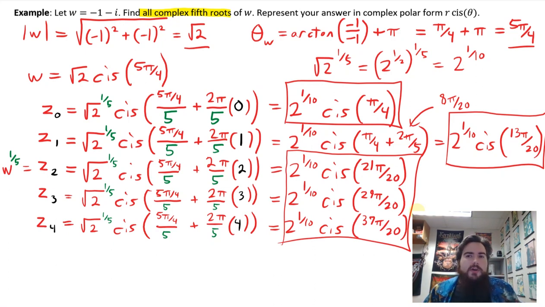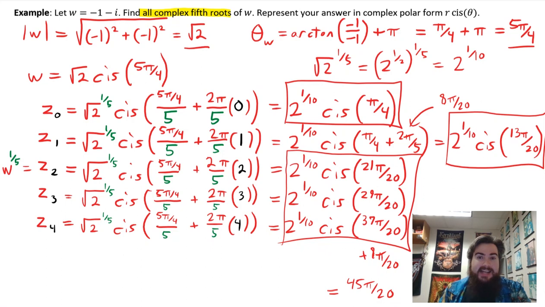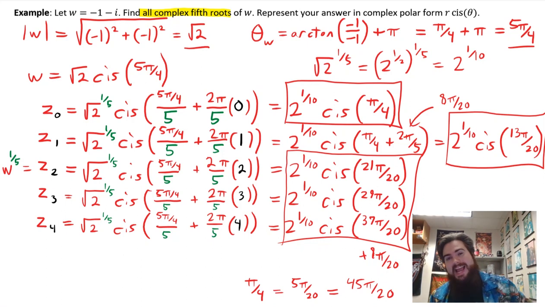Quick note, if you were to do this one more time by adding another 8 pi 20ths to our last angle measure we got, what you would get is 45 pi over 20, which is actually an angle measure larger than 2 pi. And if you simplify that down by finding a coterminal angle measure to it, you will get 5 pi over 20, otherwise known as pi over 4, which was the first angle measure we had in our first solution. So adding another instance of 8 pi 20ths would just start to repeat the solutions that we've already developed. It's a nice way to check to see if you do already have all of your answers.